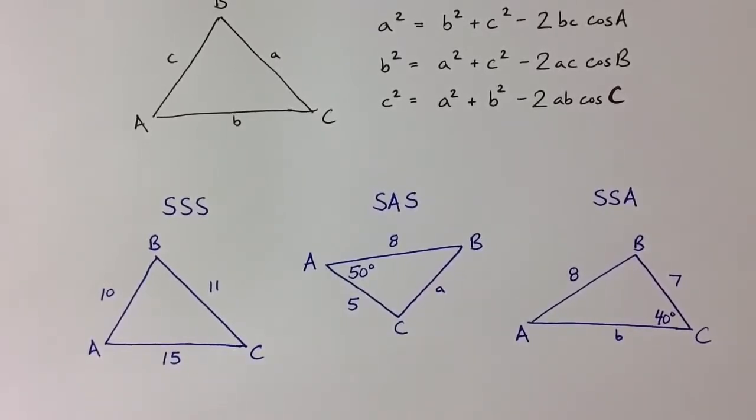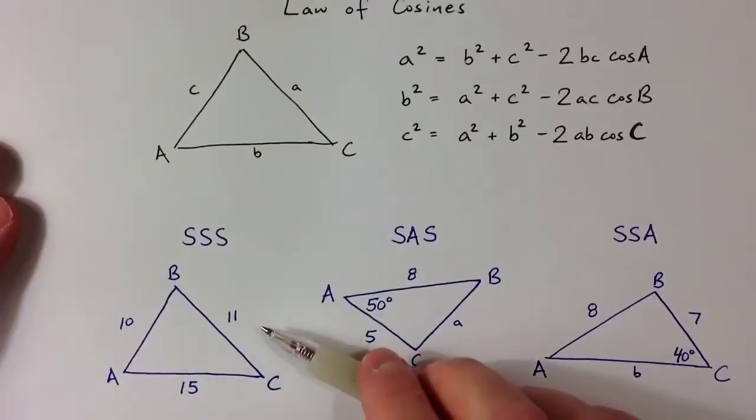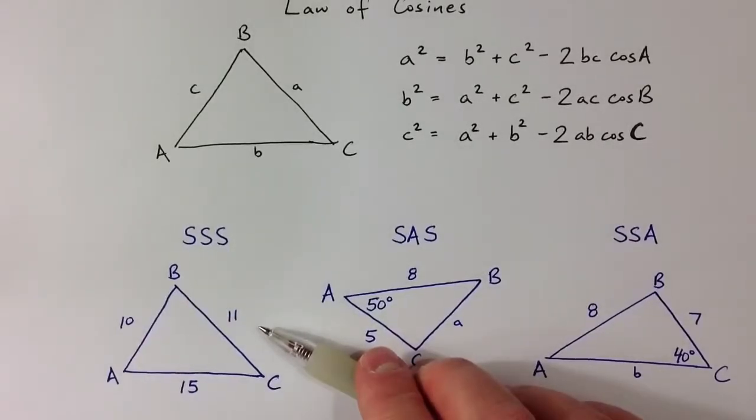Let's take a look at how we can use the law of cosines to solve triangles that have an arrangement of side, side, side as given information, or given information in the arrangement of side, angle, side. So let's take a look at the side, side, side example.